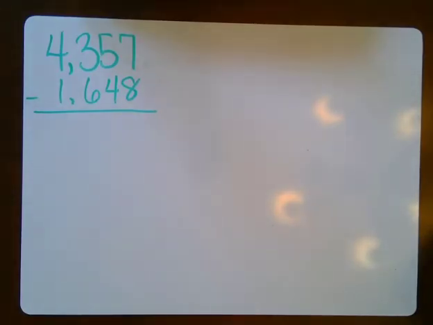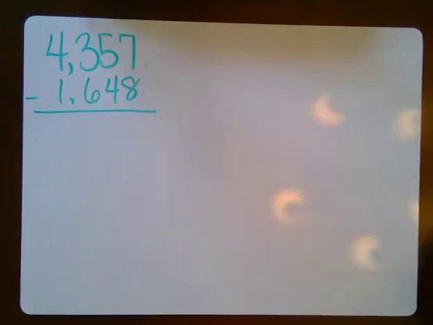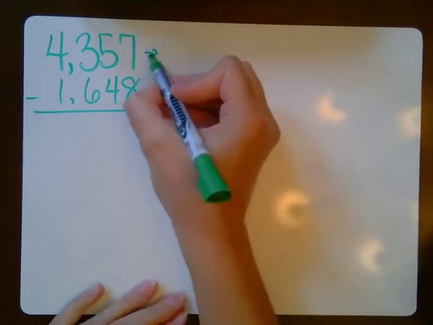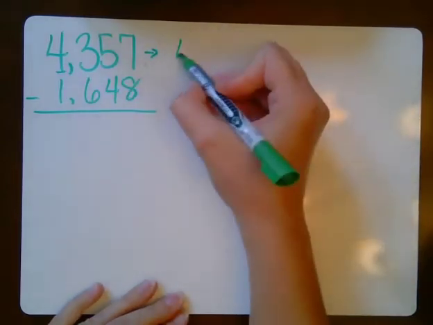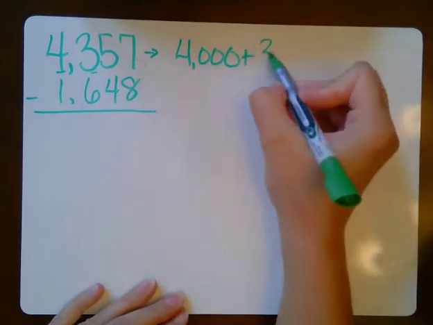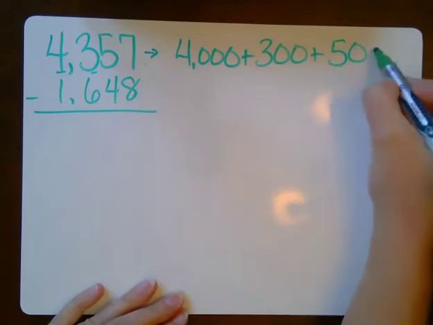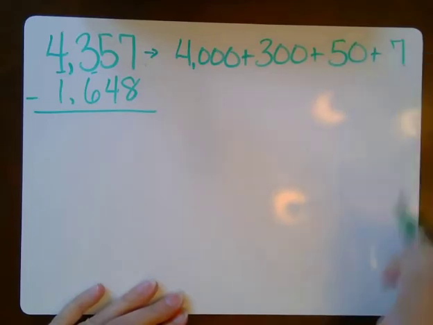And I'm going to break it down into the value of the number. So each of these is going to turn into expanded form. So that means that 4 is equal to 4,000. The 3 is equal to 300. The 5 is equal to 50. And the 7 is 7 ones.